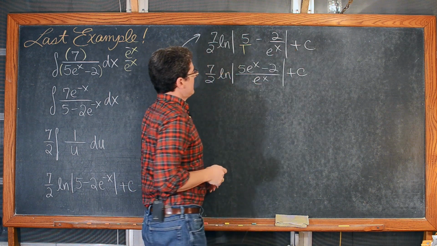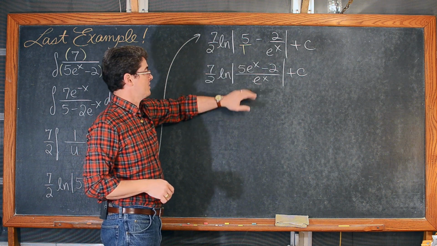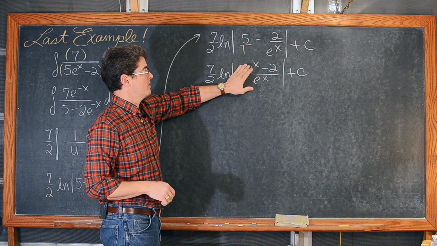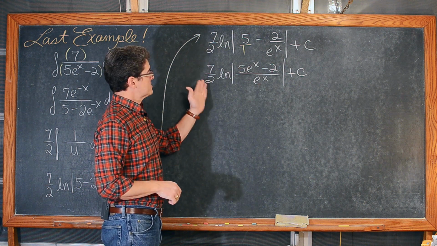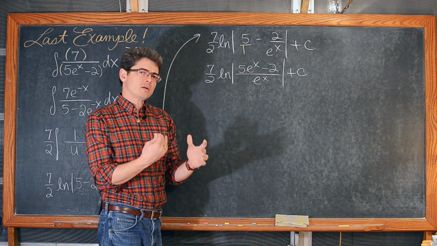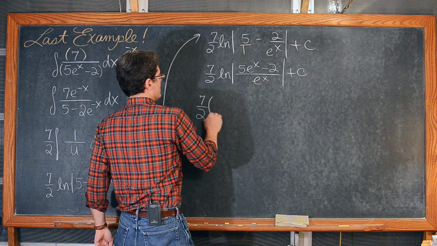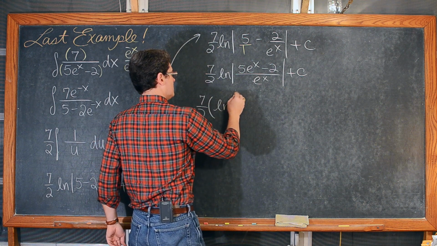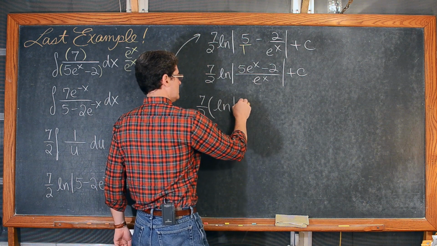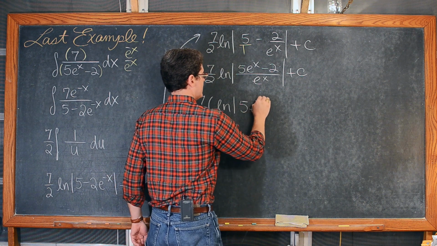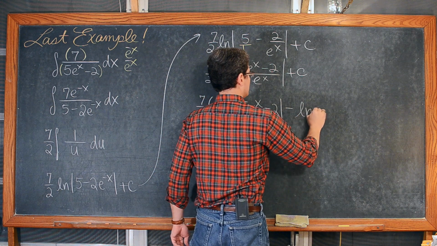plus c. And now when you're taking the natural log of a quotient, you can write it separately and have it be the natural log of the numerator minus the denominator. Now this 7 over 2 sitting out front is only being multiplied to one term, and I'm about to split it up into 2, so you want to make sure you use parentheses. And we have 7 over 2, parentheses, natural log of the absolute value of 5e to the x minus 2 minus the natural log of e to the x.